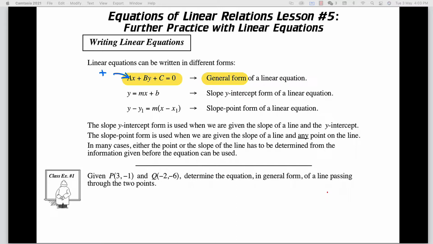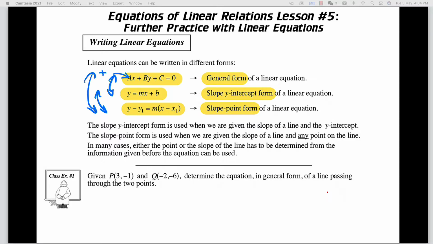The next format is the slope y-intercept form, and that is y equals mx plus b. The great thing about that equation is that I've got the slope and the y-intercept that I can use to do some graphing with. And the last form is the slope point form, in which case I still have the m in there, so the slope and another point on the graph. So this one can be very useful as well. And what we want to be able to do is convert from one to the other, depending on the information that we're given.